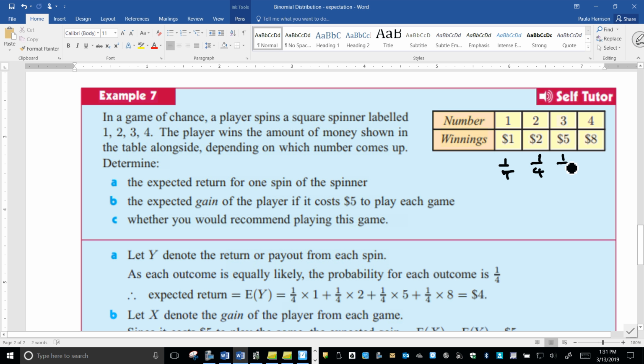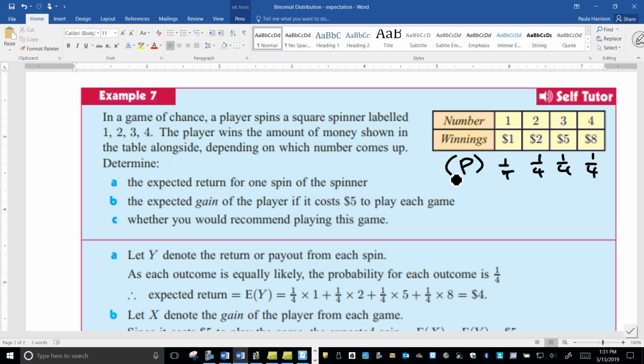And obviously, it's the same for all, yeah? So that's our first thing. For this particular question, they didn't have those probabilities there, but it was very easy to work them out. So the expected return for one spinner is going to be these things multiplied together.